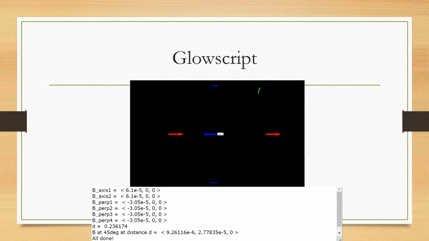So this is the GlowScript model via the code in the previous slide. The red arrows are the ones that are on axis with the bar magnet, while the blue ones are perpendicular to the bar magnet in the y direction. The green one is the vector at the 45-degree angle, which we can find from here has a distance of about 0.236 meters away from the bar magnet, and it has a vector of 9.26116 e to the power of negative 6, 2.77835 e to the power of negative 5, and it has no z direction.